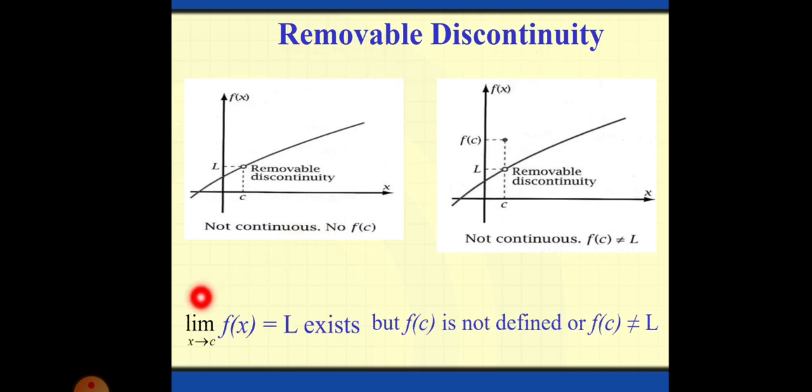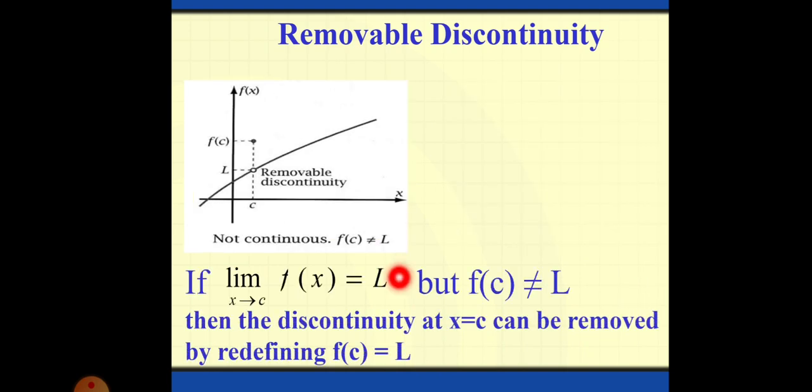If a function f of x has a limit L when x approaches c, but f of c is not defined or f of c doesn't equal L, then in this case this discontinuity is called removable discontinuity. So we can remove this discontinuity by redefining the function to be f of c equals L.